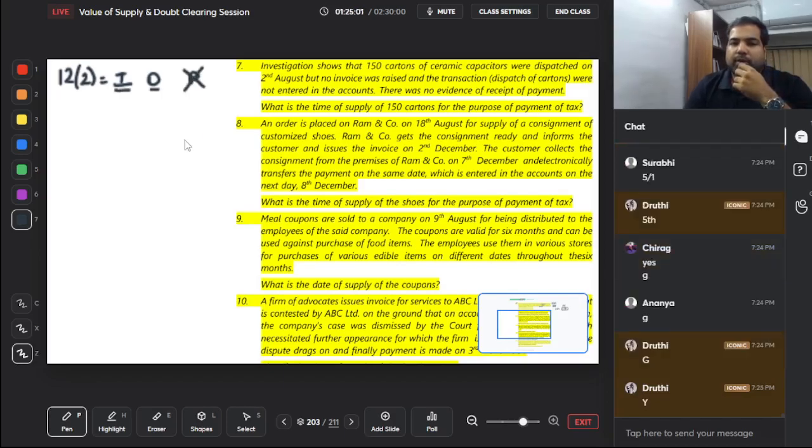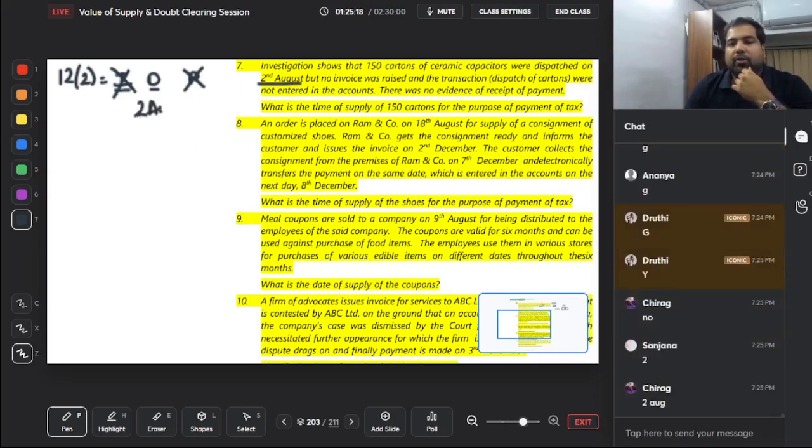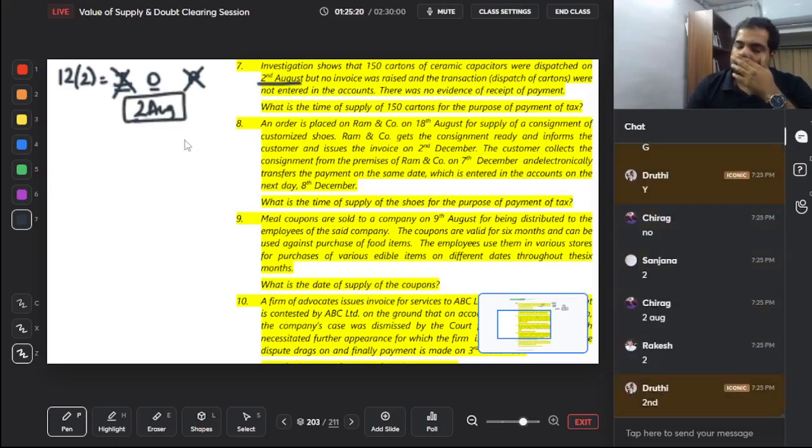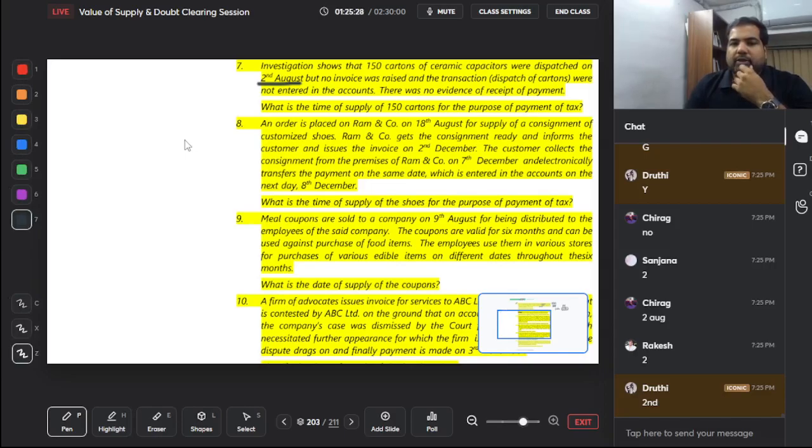What is the invoice date guys? There is no invoice date. But when should the invoice be issued? Whenever the goods are removed or delivered. When were they removed? On 2nd August. So automatically 2nd August becomes time of supply. Guys, this is very simple to identify in the exam to get the right answer if you know the shortcuts well. Check the 8th question.